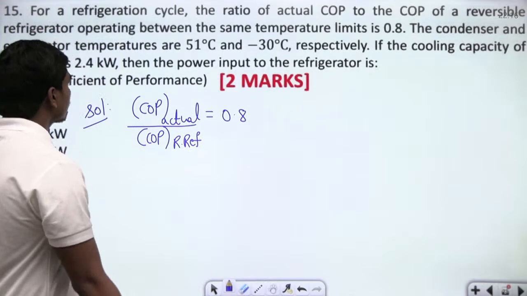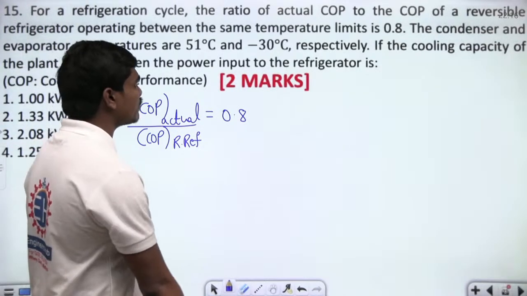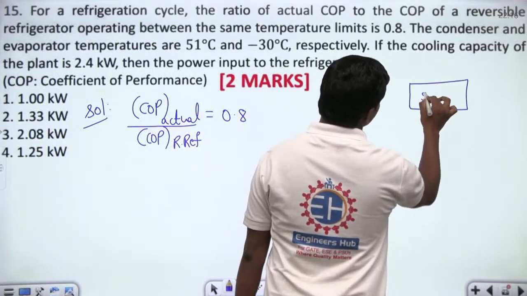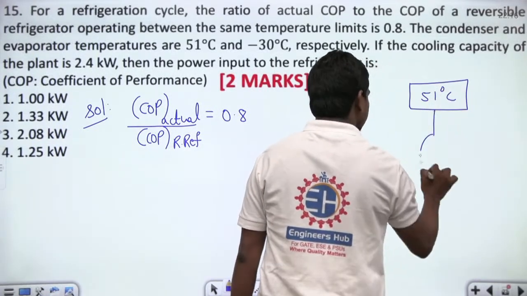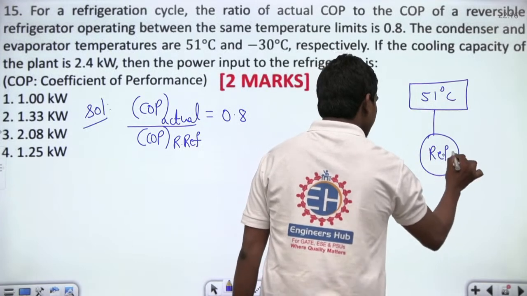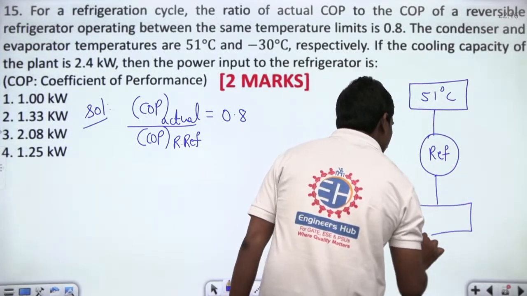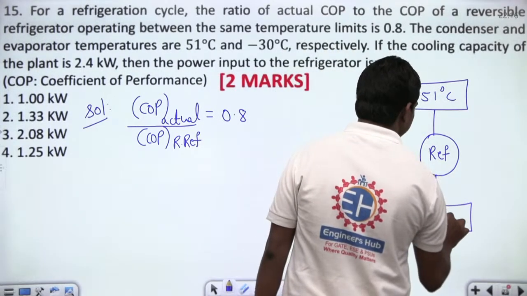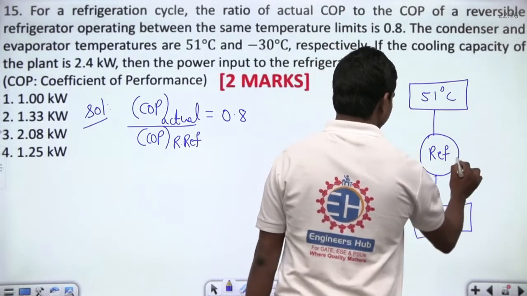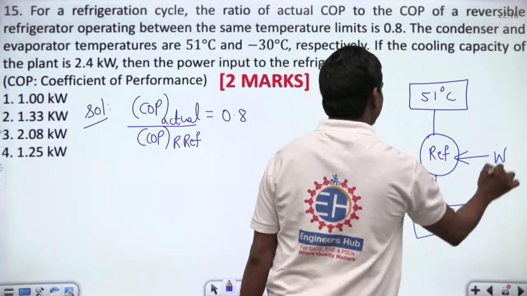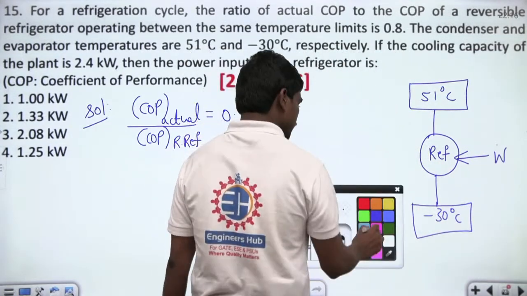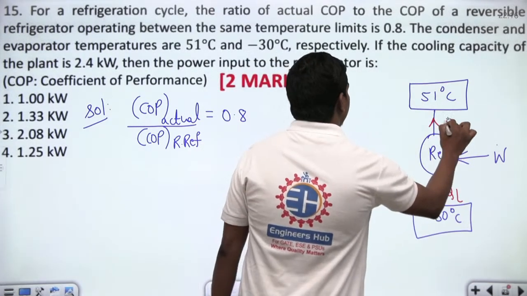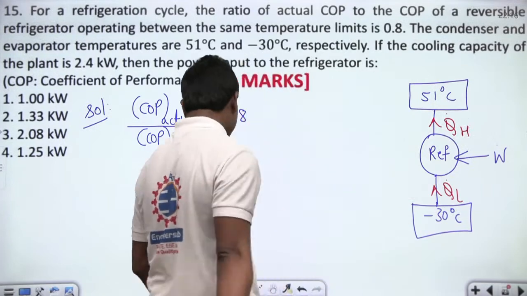That's known to us. The condenser and evaporator temperatures are 51 degrees Celsius and minus 30 degrees Celsius. So you can see here, the condenser is at 51 degrees Celsius, and of course there is some refrigeration cycle that's going on, and this is also connected to a refrigerated space which is at minus 30 degrees Celsius. So it takes some work input, of course, and it produces some cooling effect. Okay, so this is what we have.